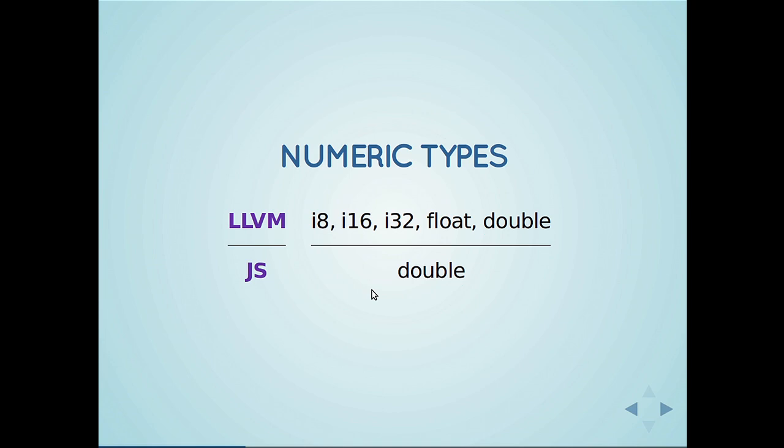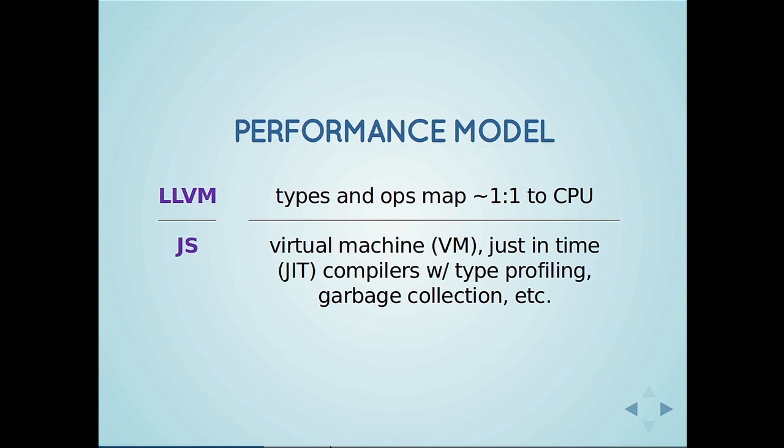Let's focus briefly on several of these differences, because that will get us to the problems we need to solve in order to compile one to the other. The numeric types in LLVM are the natural ones, the ones you'd expect to see: I8, I16, et cetera, float, double. These are what map to CPUs. These really make sense. JavaScript has one numeric type, double. So you need to do all your numeric operations using just that. This already is somewhat of a difficulty.